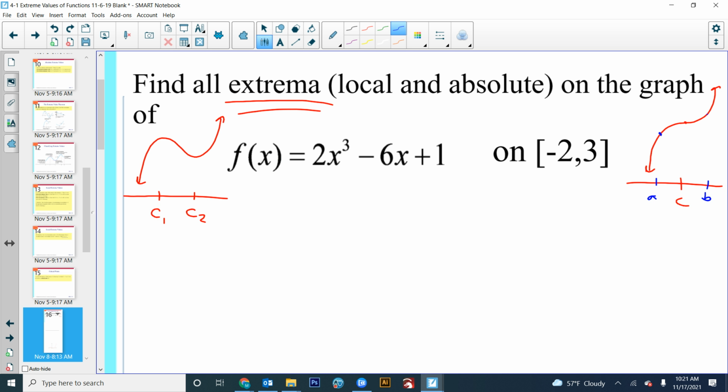Ready? Let's plug in a value before C1. How about A? What's the derivative at A? Positive. How about at B? Negative. Negative slope. So it changed from positive slope to negative slope. Pretend you can't see the graph. If you plug a number into the derivative and you get positive, you plug a number into the derivative and get a negative, could you tell what's happening at that critical number?